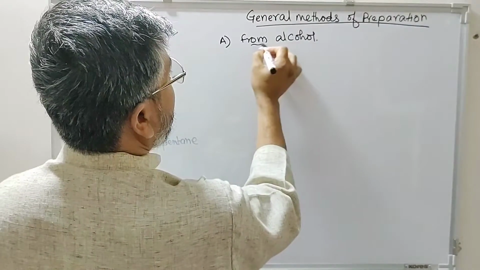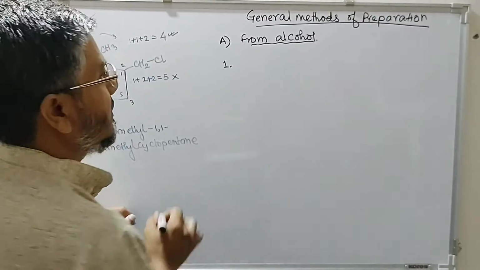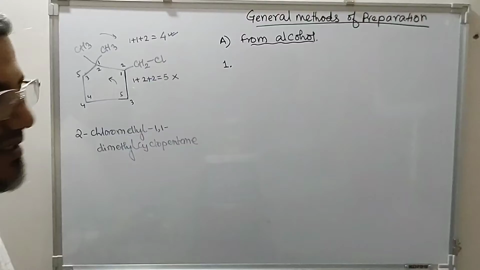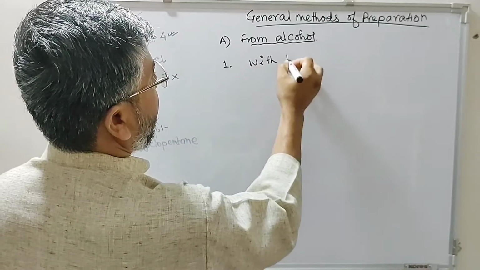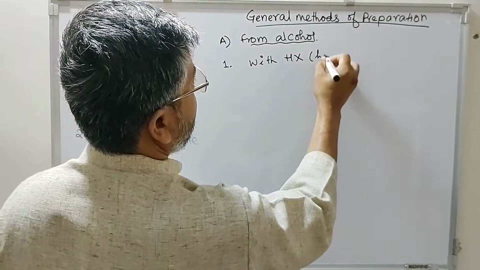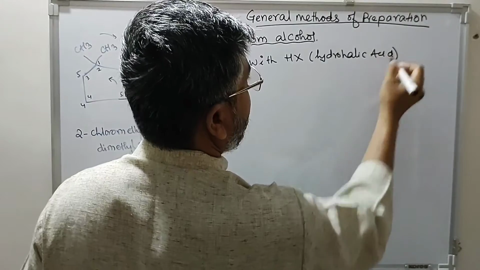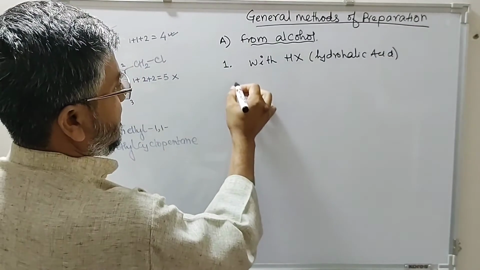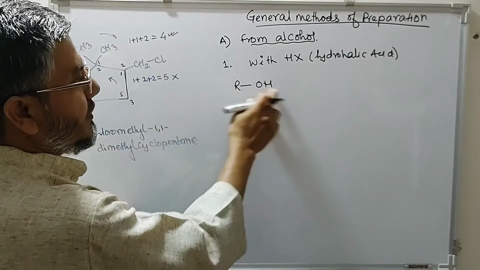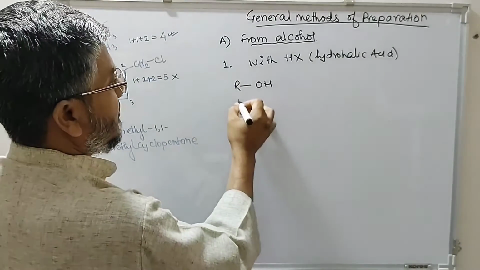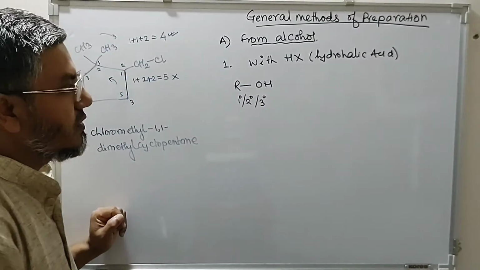So under alcohols we have different types of methods. The first method from alcohol is by reaction with HX, a hydrohalic acid. Look at this: ROH. R is an alkyl group, OH is the alcohol. Now this alcohol may be primary, secondary, or tertiary alcohol.